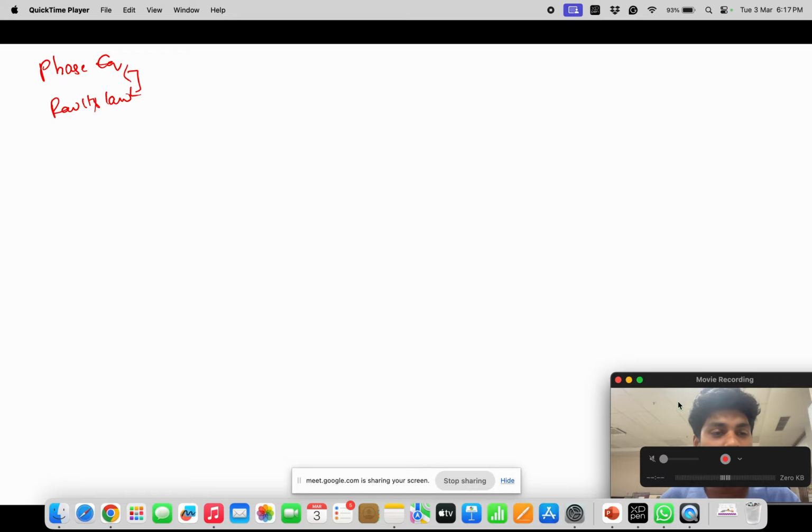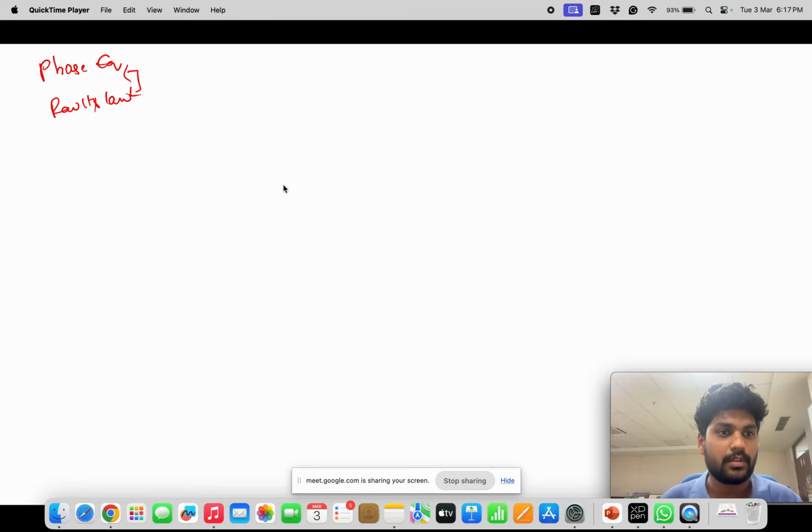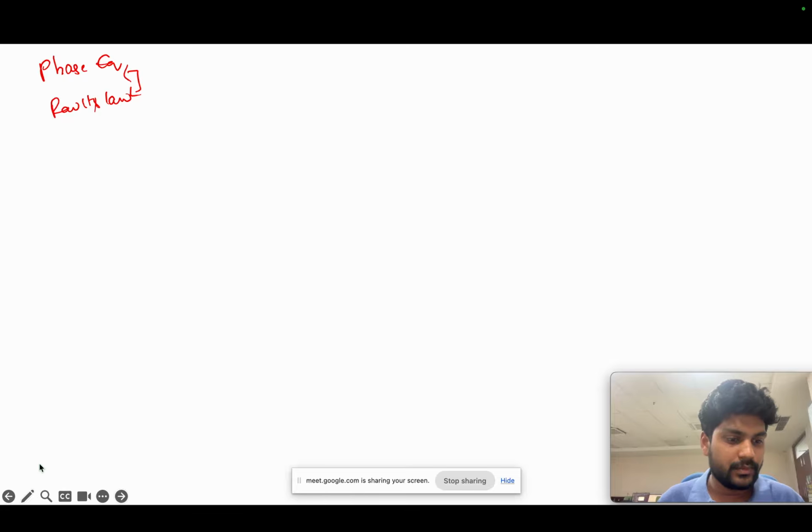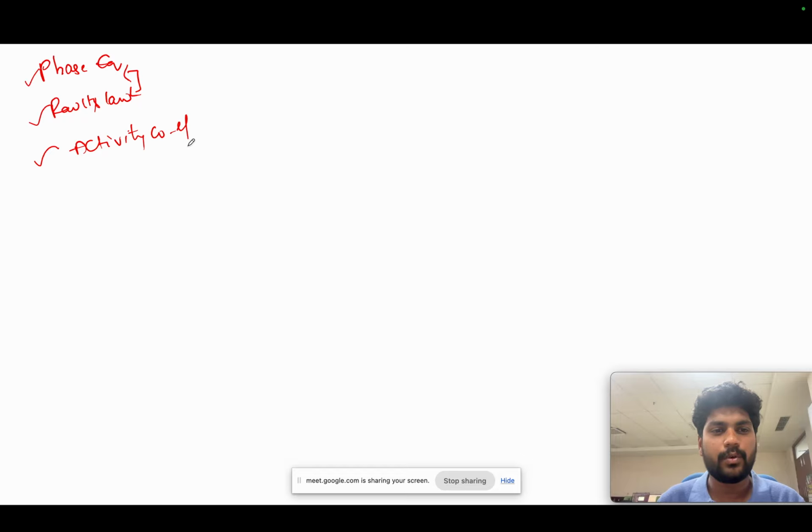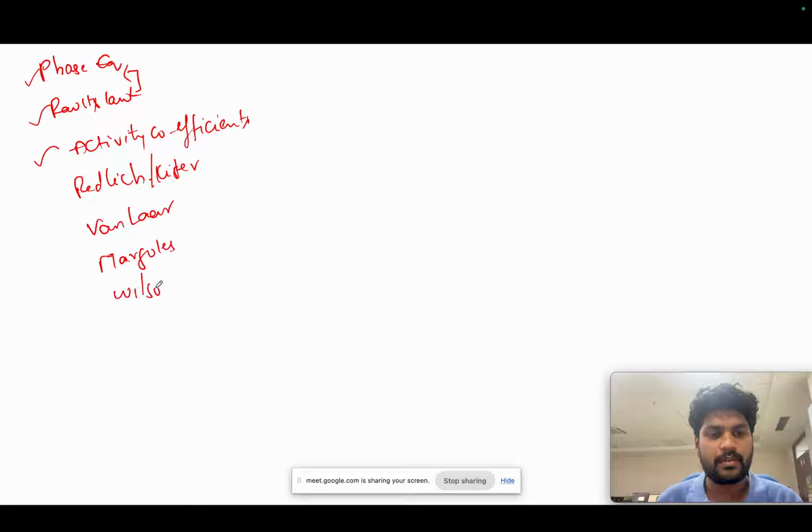In today's class, we will go through the sixth week content of phase equilibria, Raoult's law, and the activity coefficients. How to get the activity coefficients? What do you mean by activity coefficients? Here we have the Redlich-Kister equation, then the Van Laar equation, then the Margules method, and then the Wilson equation. So, activity coefficients for the excess properties.